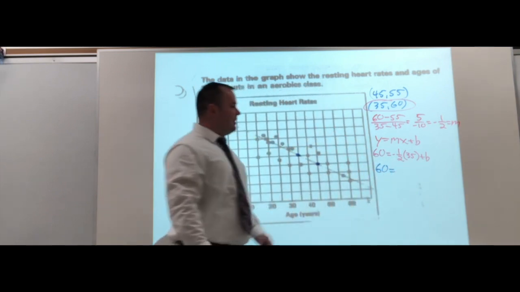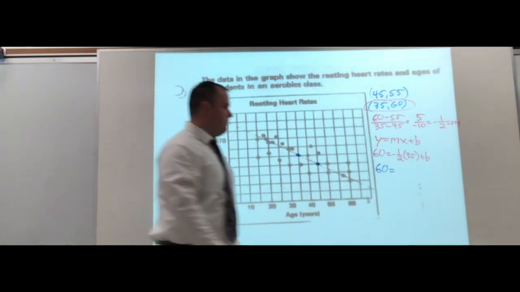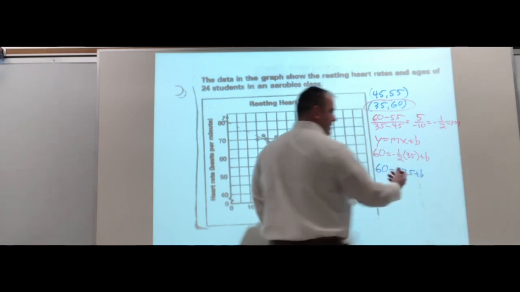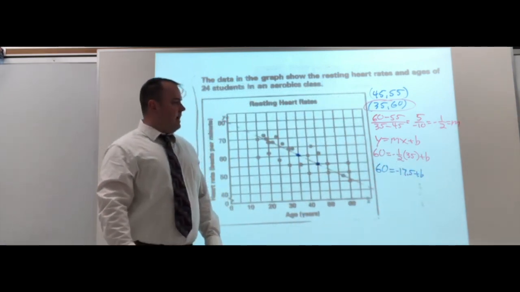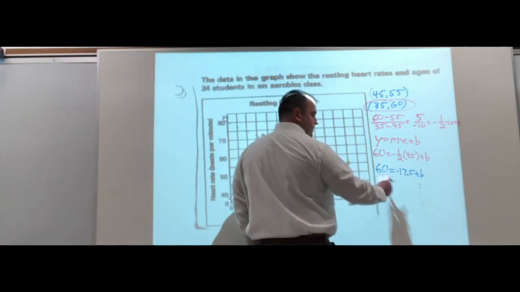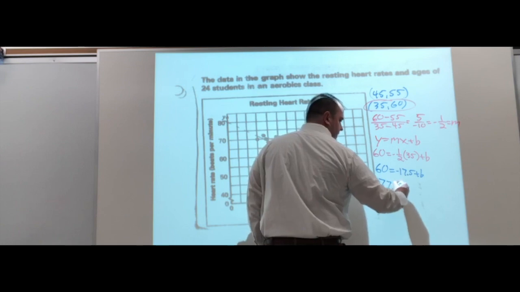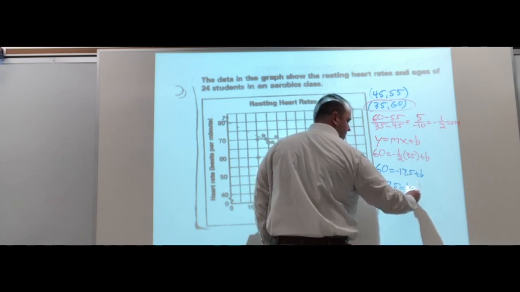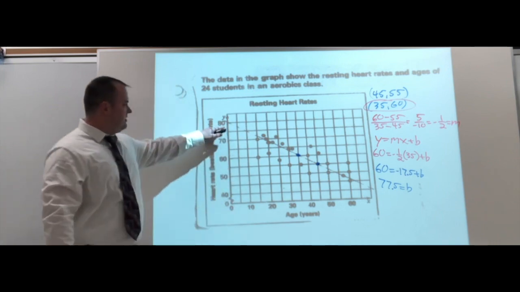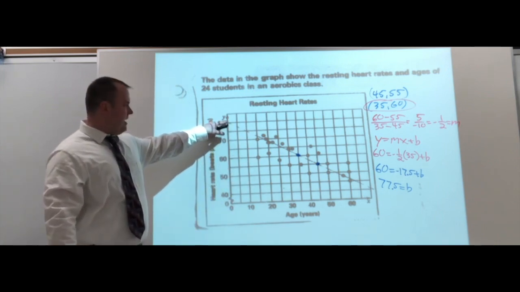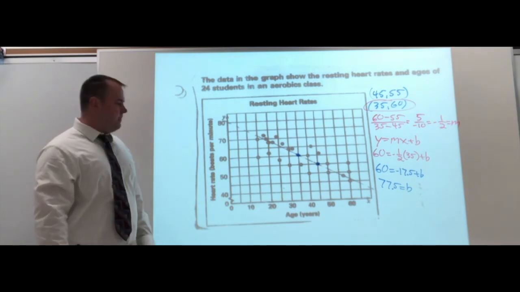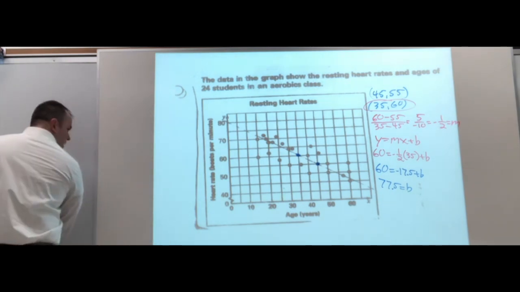Going through that work, we're going to have 60 equals, that would be negative 17 and a half plus b. If you would want to leave it as negative 35 over 2, that'd be fine. I'm going to add the 17.5 to both sides. And we have 77.5. And if you look, 77.5 would probably be right about there. It's pretty close to where our line goes through our y-axis, so that's fairly accurate, fairly close.